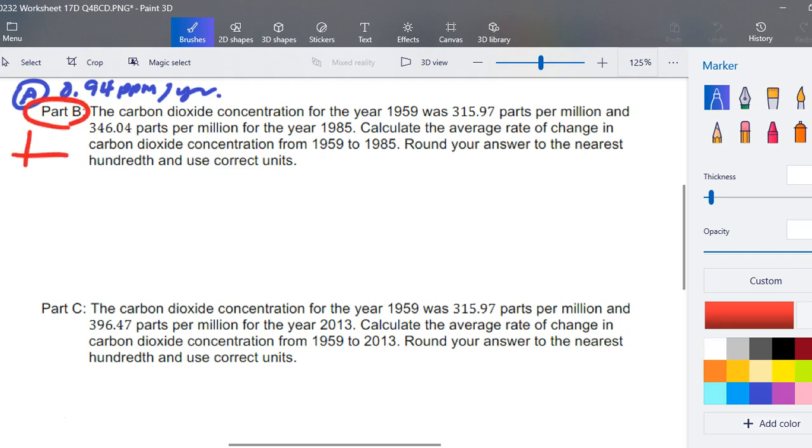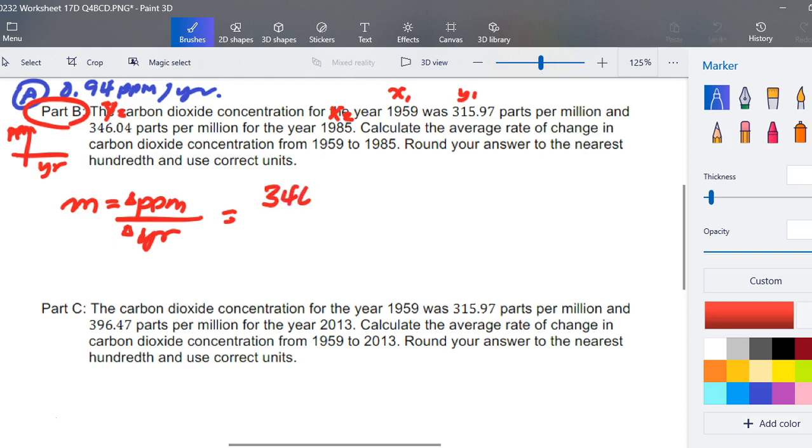I'm going to keep in mind that we had year and parts per million. So when we go to calculate the slope, we need the change in our parts per million over the change in our years. And so this can be x1, y1. And then we've moved to 85, which is another year, so we'll call it X2. And this is another parts per million. Calculate the average rate of change from 1959 to 1985. Round, use correct units.